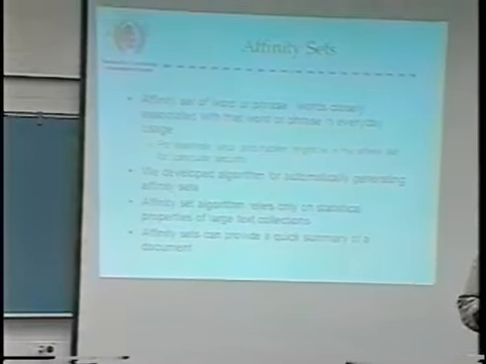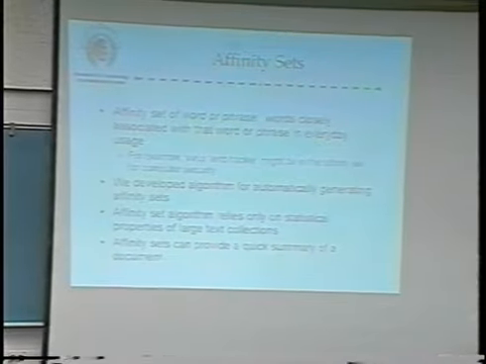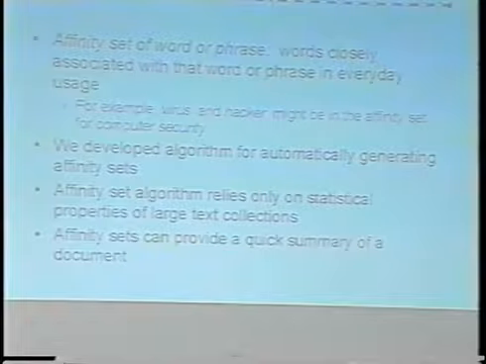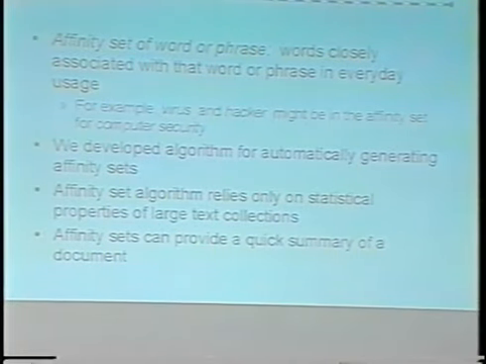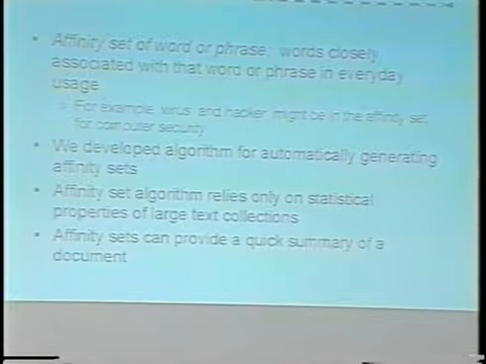All right, I'll go through this. One of the technologies that we use, we're calling affinity sets. We used to call them cognates, but then we decided that we didn't want to tick off the linguists, because they'd be totally confused. So we're calling them affinity sets. I don't know if that's any better, but the idea is to try to extract, given an input word or phrase, closely related words or phrases. For example, if you put in computer security, you might like to know that virus and hacker were closely related there. And so we have algorithms to automatically generate these things based on a large collection of text.